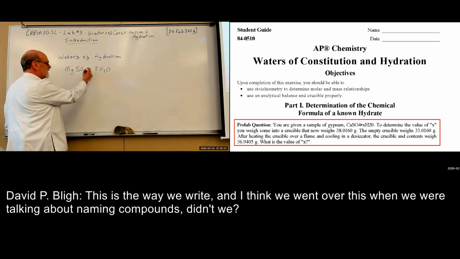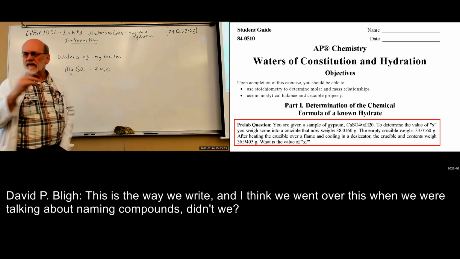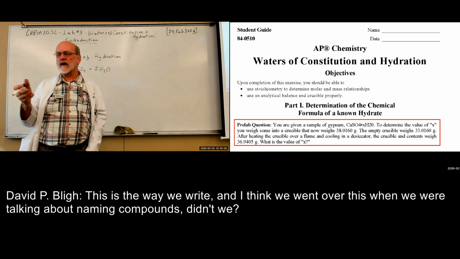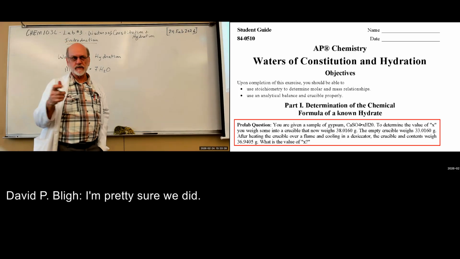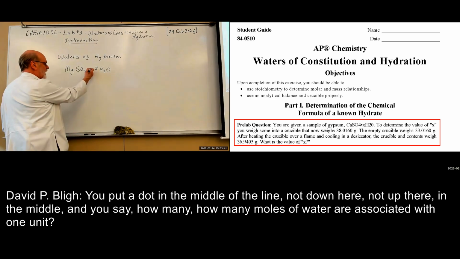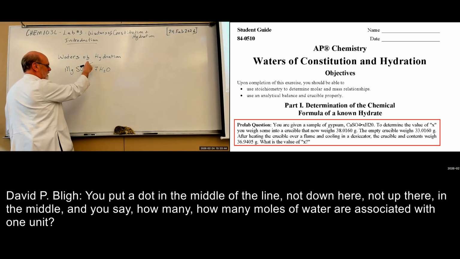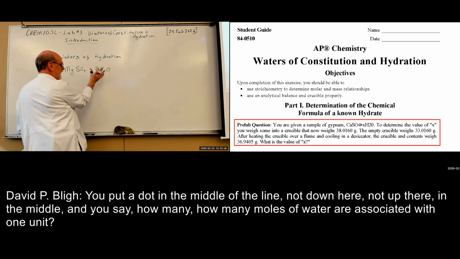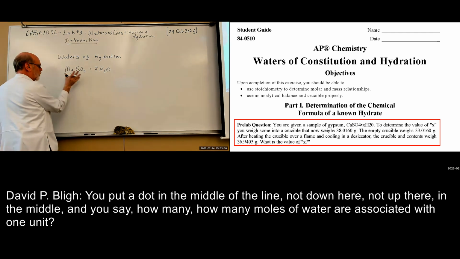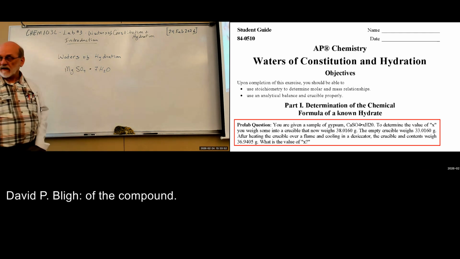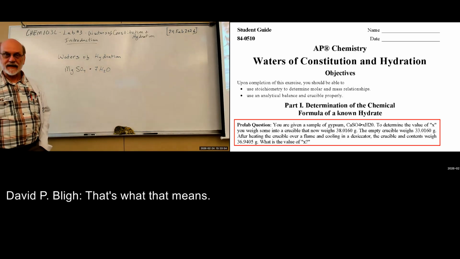This is the way we write it. And I think we went over this when we were talking about naming compounds, didn't we? How to write waters of hydration. I'm pretty sure we did. You put a dot in the middle of a line, not down here, not up there, in the middle. And you say, how many moles of water are associated with 1 unit of the compound? That's what that means.